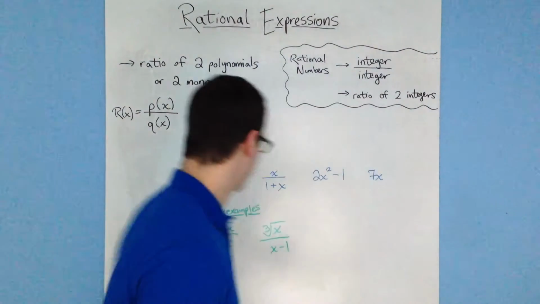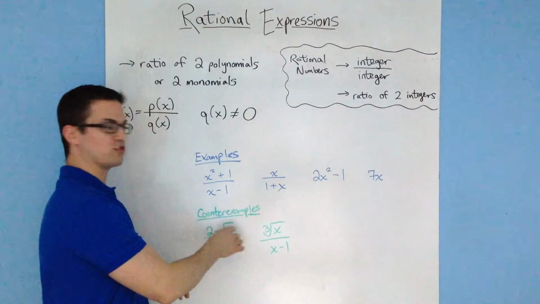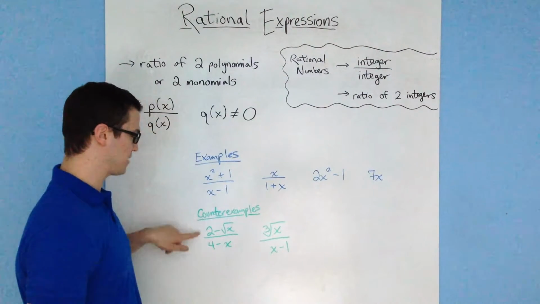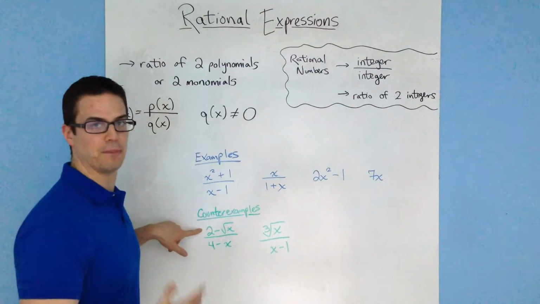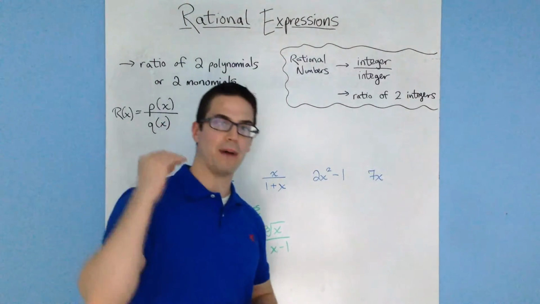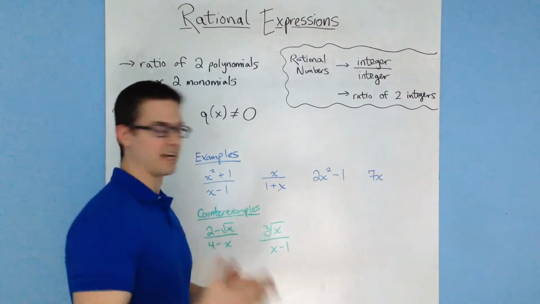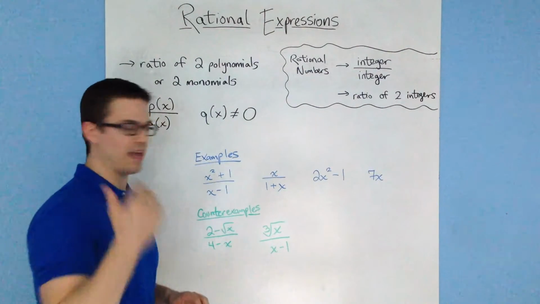Some counter examples, or examples that are not rational expressions, are down here. We have 2 minus the square root of x divided by 4 minus x. This top part is not a polynomial because of the square root of x. If you remember, the power has to be a positive integer exponent. In this case, the power would be to the half power.